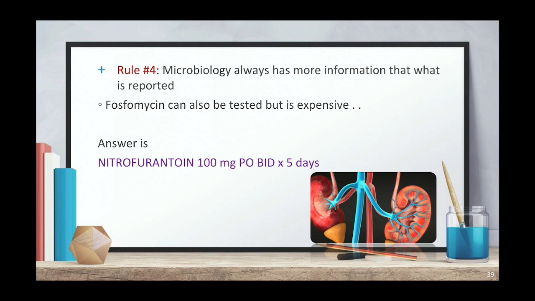Rule 4. Microbiology has more information than what is reported. Fosfomycin can be tested, but it is expensive. So the answer is nitrofurantoin 100 mg BD for 5 days.